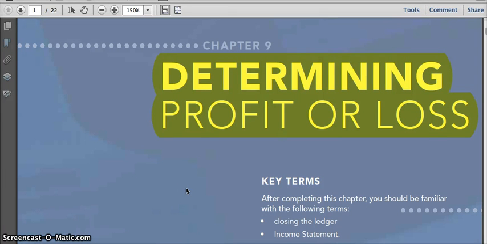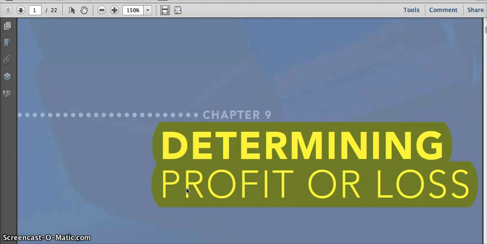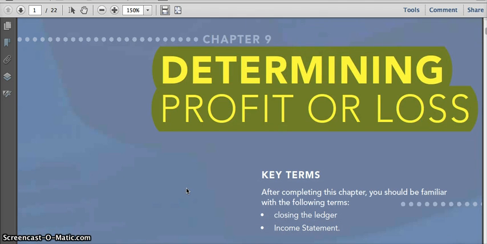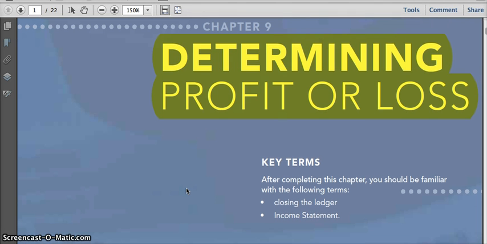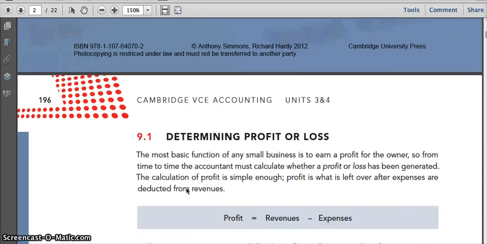Okay, boys, just moving on to chapter 9 now, determining profit and loss. Now, there is a little bit in this chapter, some of the stuff that if you've done unit 1, you'll be well, sort of all over, but yeah, there are a few things that change a little bit. So, really important that we have a really good crack at this chapter because it'll set us up for later on down the track.